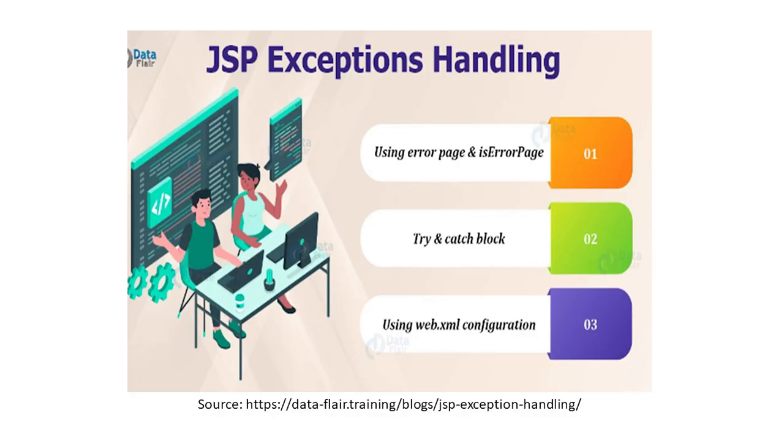Now, first of all, JSP exception handling. In JSP exception handling, we use errorPage and isErrorPage. In the previous lecture, we also discussed how the errorPage and isErrorPage programs are created. The try and catch block can also be used for exception handling, and using web.xml configuration is another method for JSP exception handling. So these are three different methods. First of all, we will repeat errorPage and isErrorPage.